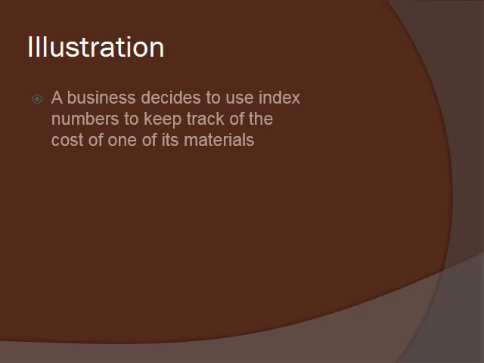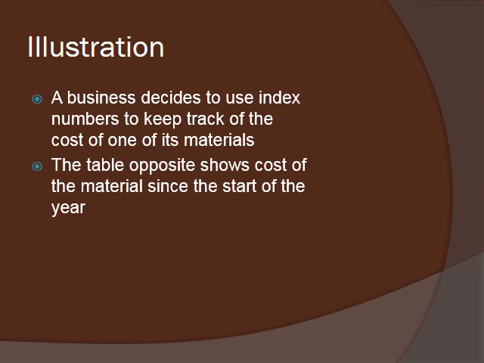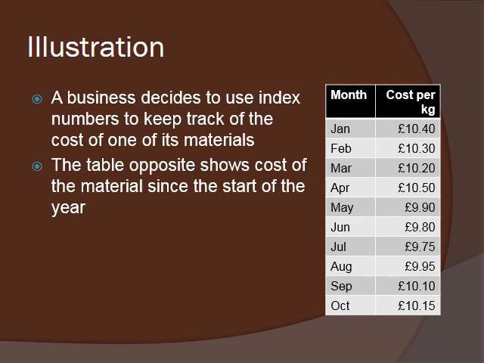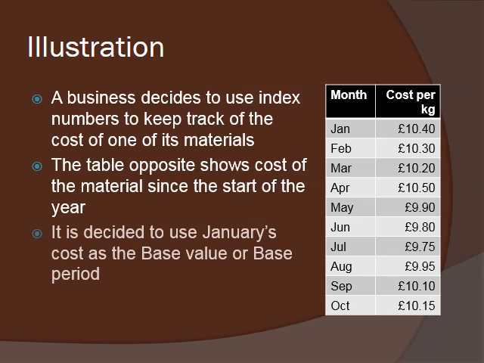Let's have a look at an illustration. A business has decided to use index numbers to keep track of the cost of one of its materials. So the table that I'm going to bring up on the screen shows the cost of the material since the start of the year. And as we see, each month the cost per kilogram has changed. Now it's decided to use January's cost as the base value, or the base period. Frankly, we could have picked any of the different months in this period, but we'll use January's.